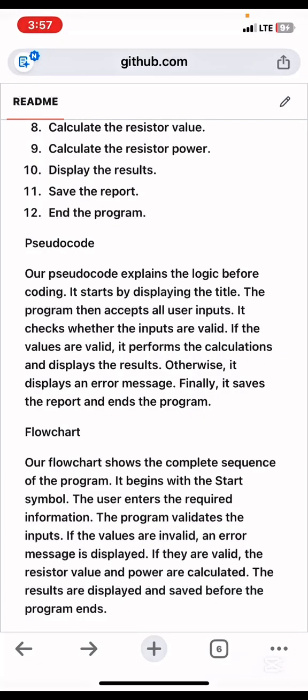Thank you. My name is Samuel Buakunochi. I'm in Group 3.4. My job was to produce the pseudocode. I explained the logic behind the coding we did. I started by displaying the title of the program, and then accepting all user input. Then I check whether the input is valid or not. In short, I made it understandable for the individual person, translating the code into a normal person's understanding.